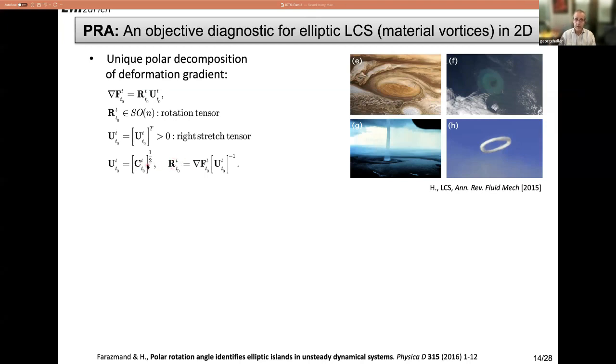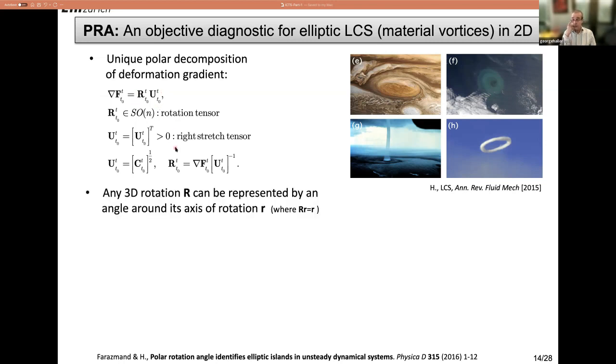Once you have the square root of the Cauchy-Green tensor, the polar rotation tensor is just the deformation gradient times the inverse of that stretch tensor, just from this formula. Just imagine that you already have U, okay? Once you have U, then you can get to R just by multiplying U inverse by the gradient F, straight from this formula, okay? And here comes the observation.